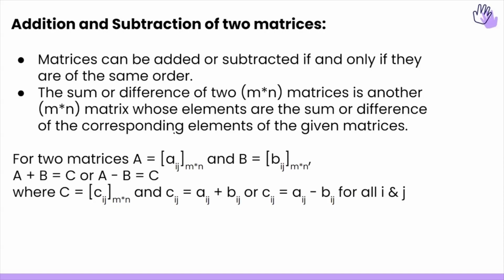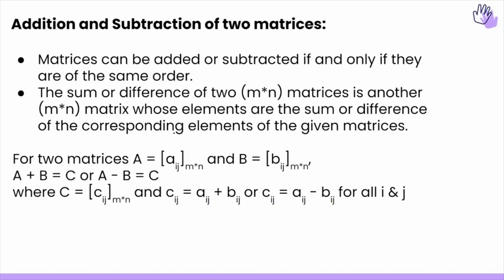So if I give you a matrix A and a matrix B, and I ask you to add them, you need to make sure the number of rows and number of columns in A is equal to the number of rows and number of columns in B. Okay, then only you can add the two matrices. Otherwise you cannot add. So the sum or difference of two m by n matrices is another m by n matrix whose elements are the sums or differences of the corresponding elements of the given matrices. Right? We'll see that using examples.